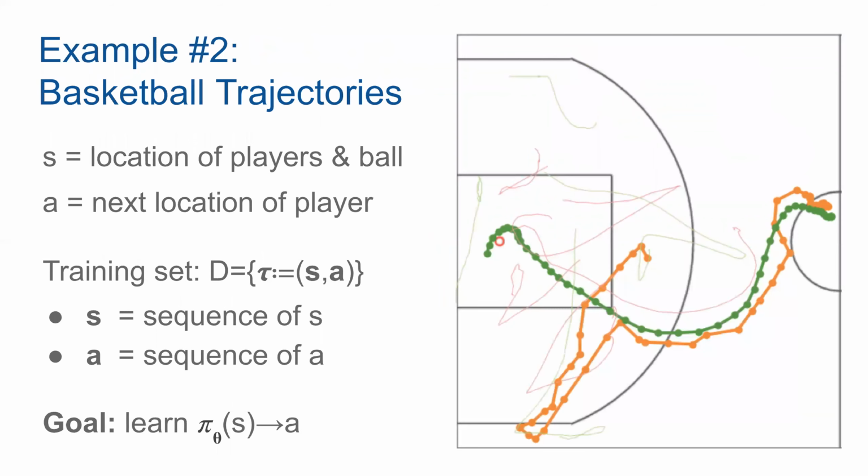Something that I do a lot of work on in my personal research is imitation learning for sports analytics. Here the state action pairs correspond to the locations of the players and the ball, and the action is the next locations of the players at the next time step. We again get a sequence of state action pairs, and we want to build policies that imitate the behavior of, in this case, professional basketball players from the National Basketball Association.